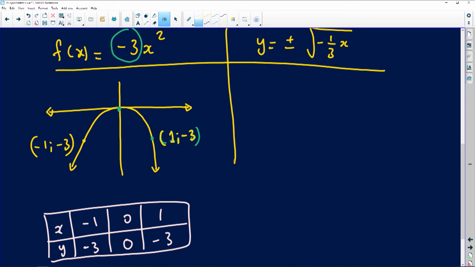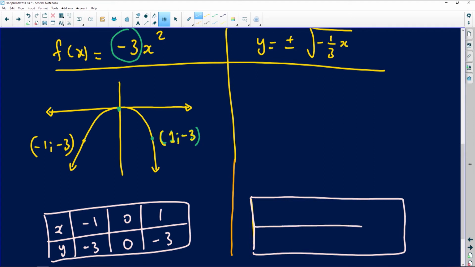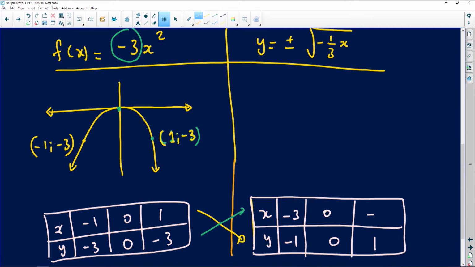Now, if I want to draw the inverse, I don't actually redo everything that we've just done. What I simply do is I swap them. How do you swap them? Well, everything that is x becomes y, and everything that is y is going to become x. So this is x and this is y. You take all the x coordinates and put them as y values. So that -1, 0, and 1, I'm going to write them here. So all my x coordinates are now called y coordinates, and all my y coordinates are now going to become my x coordinates. Which means my -3, 0, and -3 are going to be my x values.